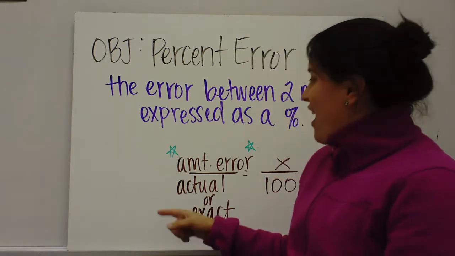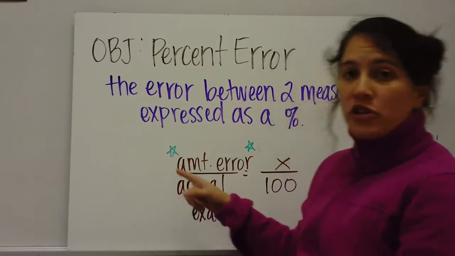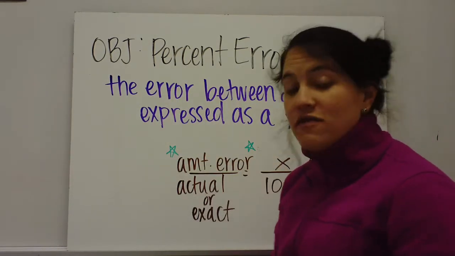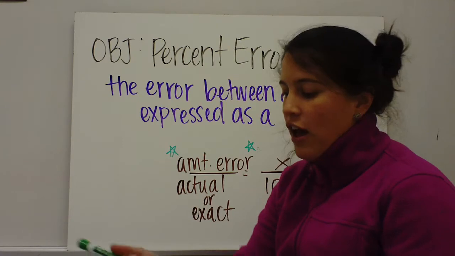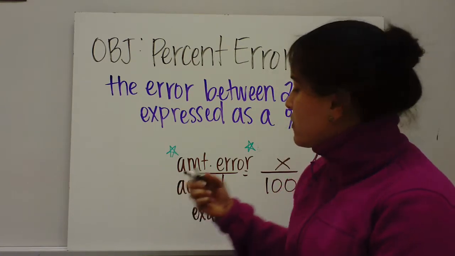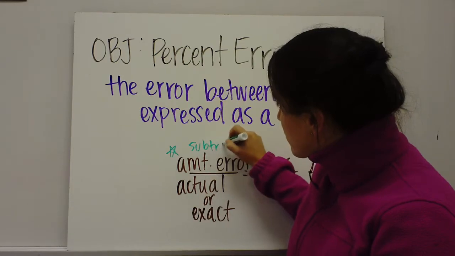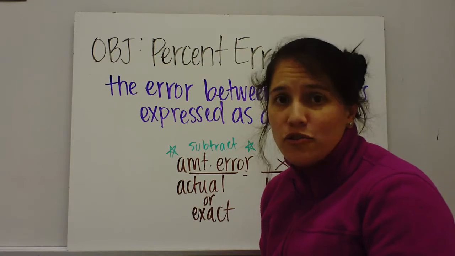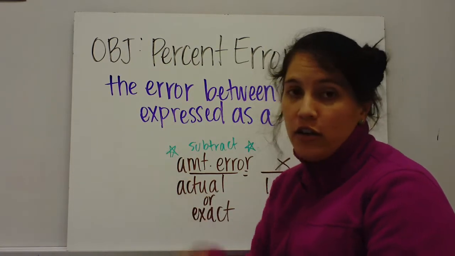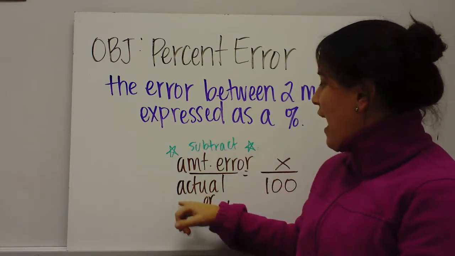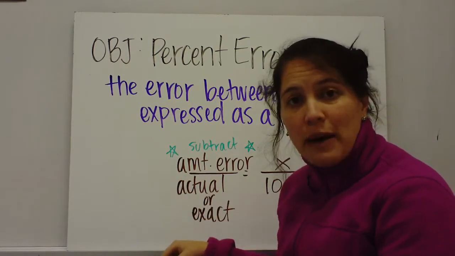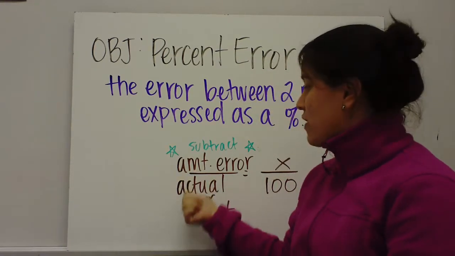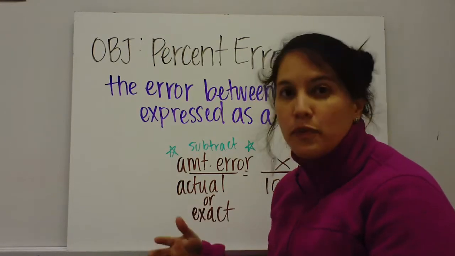Okay, so you are going to set up a proportion, percent x over 100, and then the amount of error goes on top, and it's very similar to percent of change. The amount of error is found by subtracting. Like if you think you weigh 100 pounds, but really you weigh 102, then you were 2 pounds off. That was your error, 2 pounds off. And then the actual or the exact amount would go on the bottom, like whatever it really is, the real value, the exact value, the actual value, that goes on the bottom. So similar to percent of change.